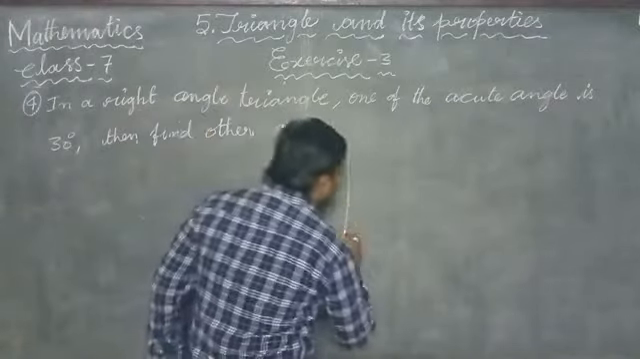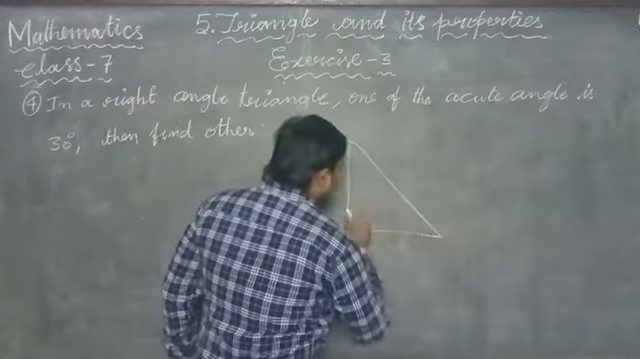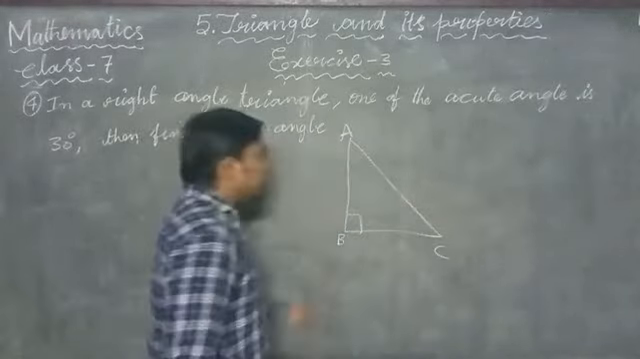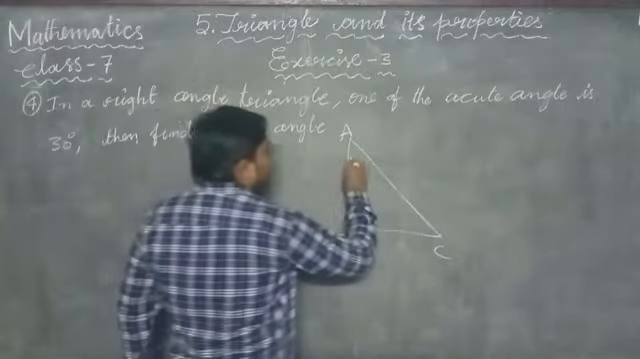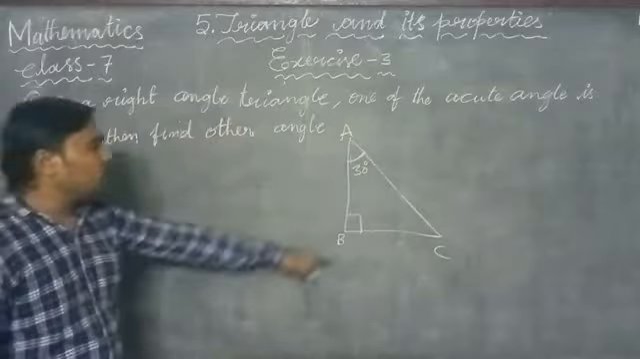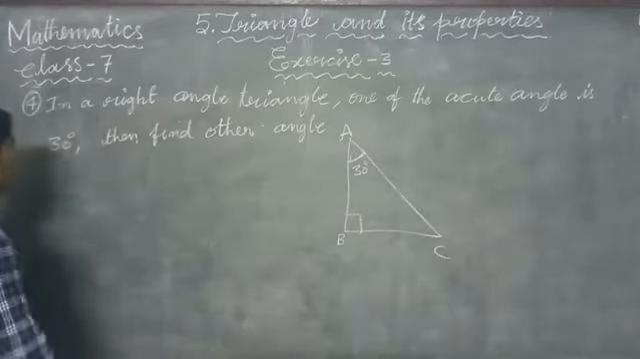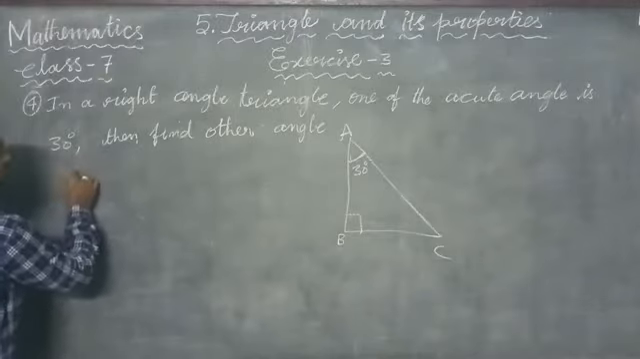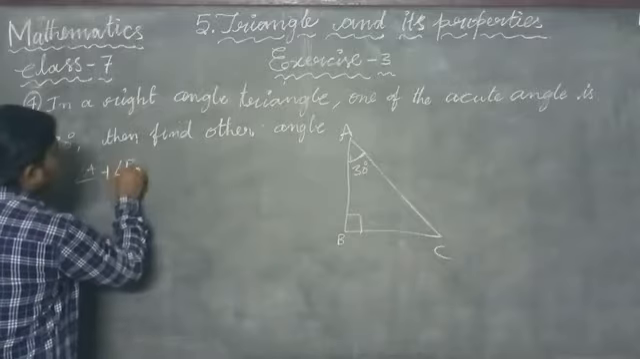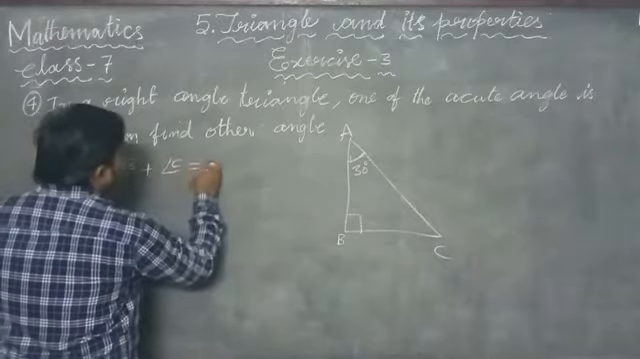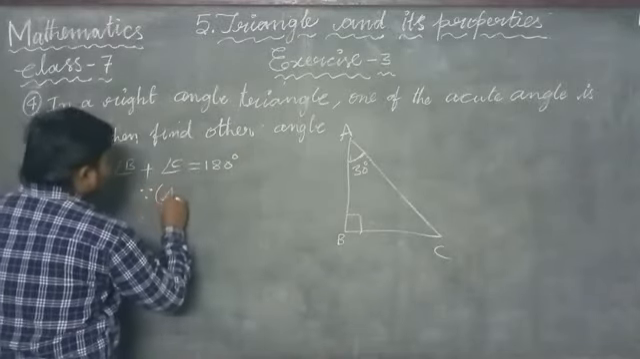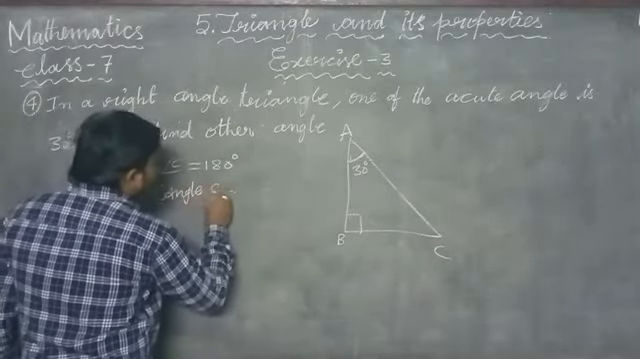Okay, now let us draw the triangle. Let us assume that this is the right angle triangle ABC, right angle is at B. One of the acute angles, let us assume that angle A is 30 degrees, then we have to find angle C. From here, angle A plus angle B plus angle C equals 180 degrees, since it was taken from the angle sum property.